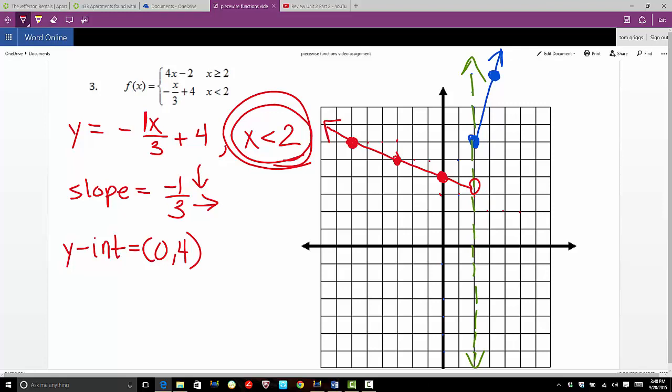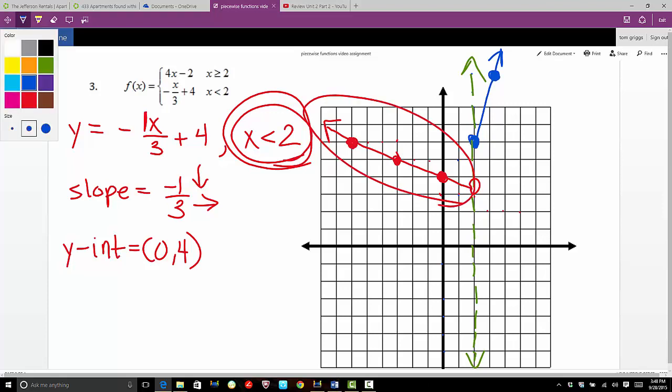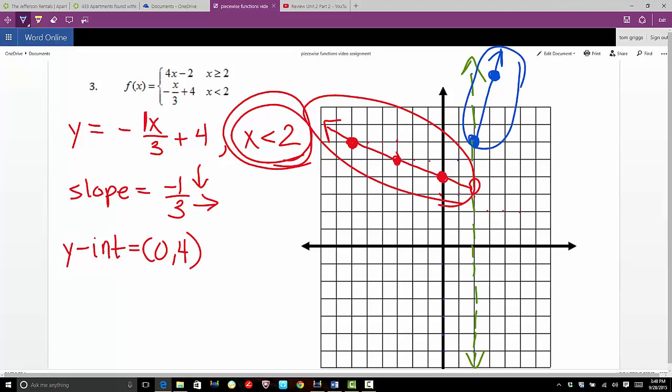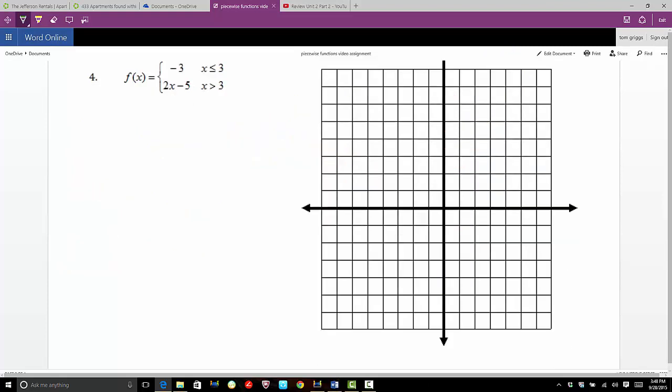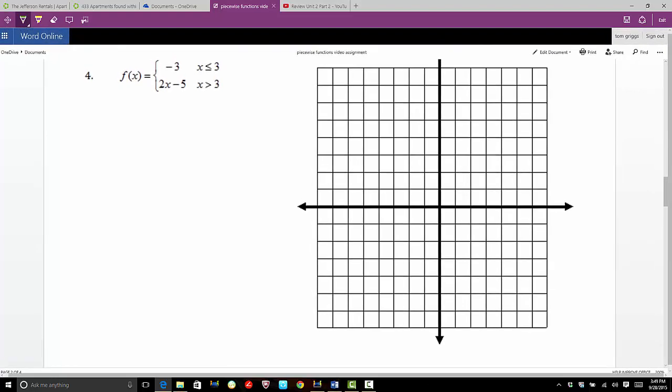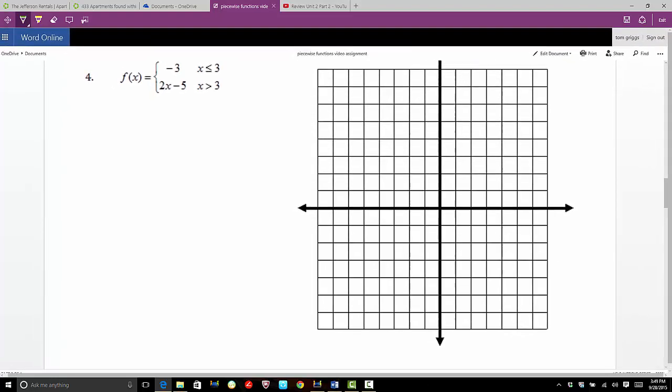For number 3, we've got one piece that is less than 2, and we've got the other piece that's greater than 2. And a lot of your answers are going to look similar to this. So let's try this next one, number 4. I'm going to start by drawing the dividing line, this time at x equals 3.